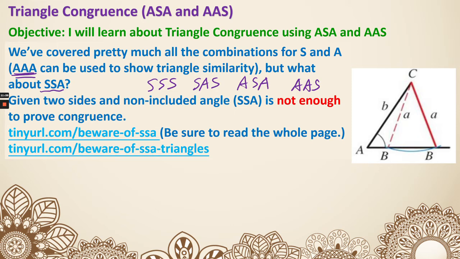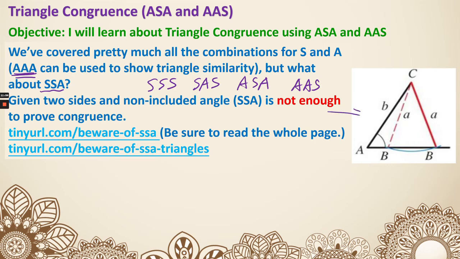And here's something that may help you to remember. Don't say it, just think about it. If you put these three letters backwards, that's going to give you a word. And typically, that's not a word we should say during class. So, that's why it doesn't work. Given two sides and a non-included angle, which is side, side, angle, that's actually not enough information to prove congruence.